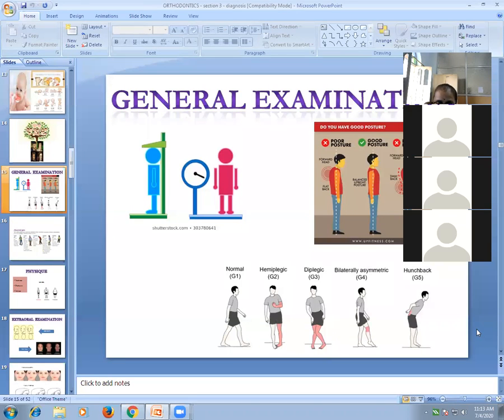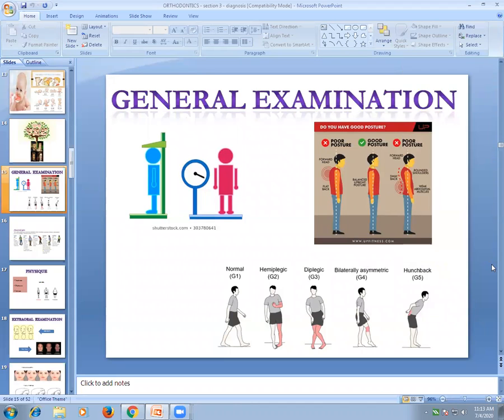Coming to general examination, what all things will you see in general examination? Height and weight, posture, and the gait. Why height and weight? To rule out obesity, and to check the chronology of age and height, and age and weight. Then the posture. Posture can suggest some underlying medical conditions, like erect posture, hunchback posture. Then the gait.